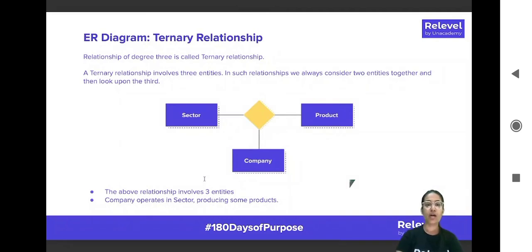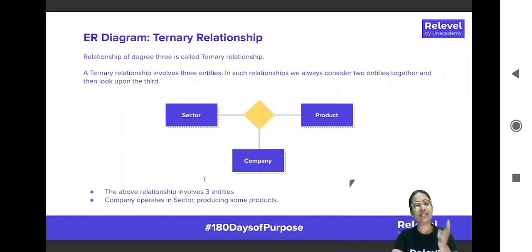Ternary relationship. A relationship of degree 3, where 3 entities are involved, is known as a ternary relationship. In such relationships, we always consider 2 entities together and then look upon the third. The above relationship, as you can see, involves 3 entities.